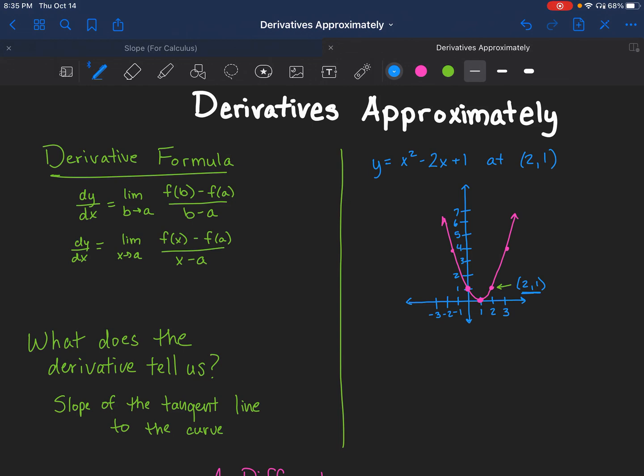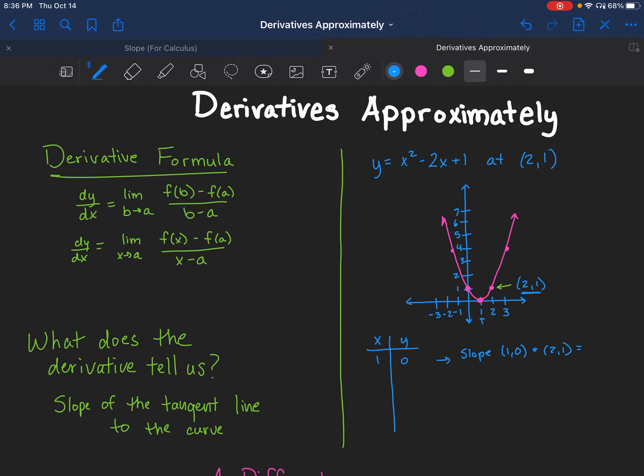So what I want to do is I want to test some points around 2 comma 1, some points on this curve, and see what kind of slope they give me. So for example, I might start here at x equals 1 and say, okay, if x equals 1, what is my y value? Well, in this case, it's 0. So the question is, what happens if I find the slope between 1 comma 0 and 2 comma 1? So that's what I want to do right now, is just kind of see what happens. And notice this is on the left side, and so we'll test numbers on both sides and see what happens.